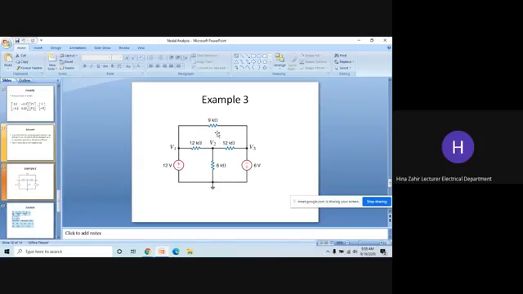Now this is a very easy example. You can just solve it in a few minutes because V1 and V3 are given. You are only going to find V2.